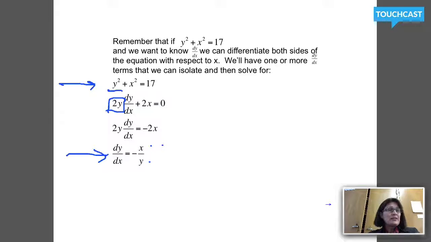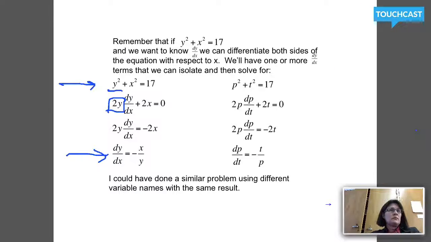So we can do the same thing. There was nothing special about x and y. Obviously, we use x and y more than any other variables, but we really could use any other variables we want. I could have written this problem as p squared plus t squared equals 17, and I could find an expression for dp/dt. I would have taken the derivative of both sides of that equation with respect to t, and the algebra is all the same.